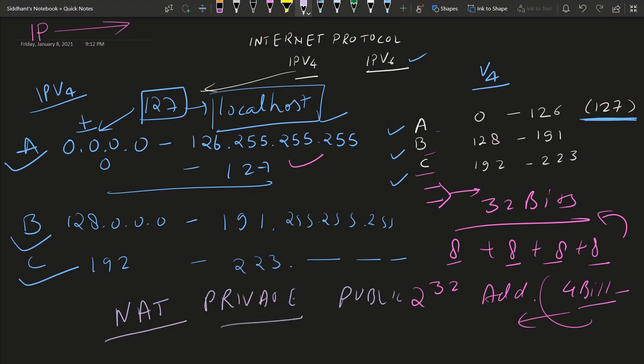And what the private IP addresses are, you will see. From these classes, we have reserved some categories for our private IP addresses, which we can use in our internal networks. And we can use a technique called NAT to convert those private IP addresses into public IP addresses. So we can use IP addresses for more than 4 billion devices. We will see these techniques in upcoming lectures, so stay tuned for that.